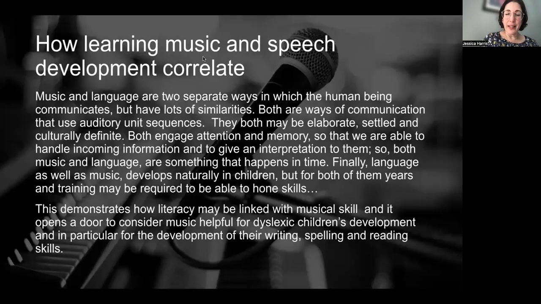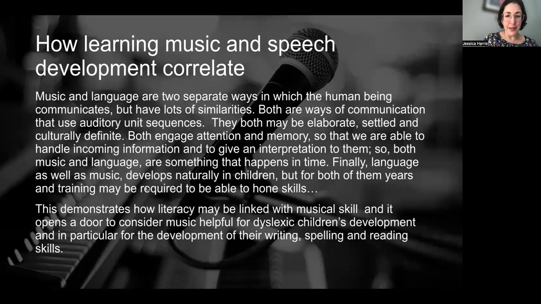So how do learning music and speech development correlate? Music and language are two separate ways in which the human being communicates, but have lots of similarities. Both are ways of communication that use auditory unit sequences. They both might be elaborate, settled, and culturally definite. Both engage attention and memory so that we're able to handle incoming information and to give an interpretation to them. So both music and language are something that happens in time.